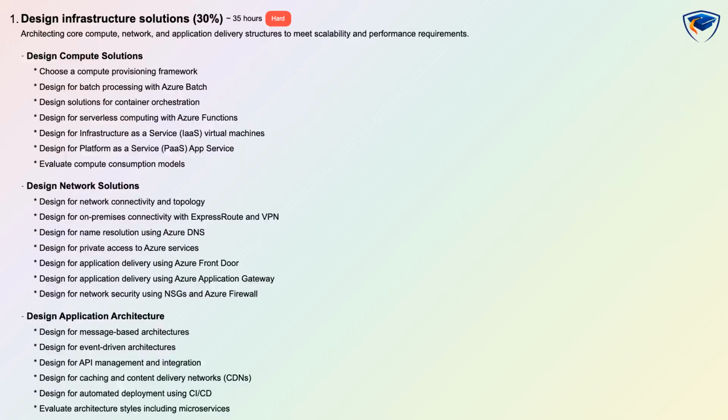The first domain is Design Infrastructure Solutions and it carries 30% of the exam weight. Its focus is architecting core compute, network, and application delivery structures to meet scalability and performance requirements. Difficulty is hard. Estimated learning time is 35 hours, and the assessment type is scenario-based.